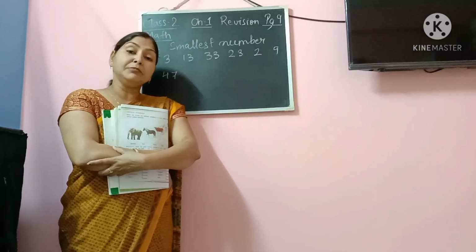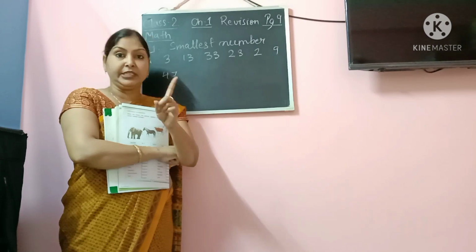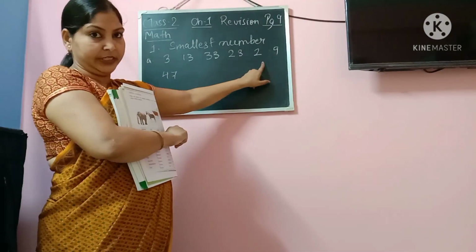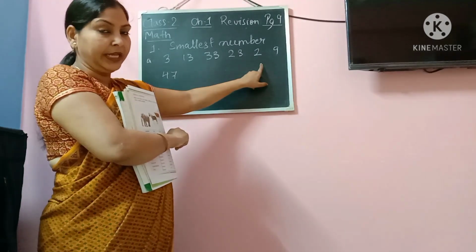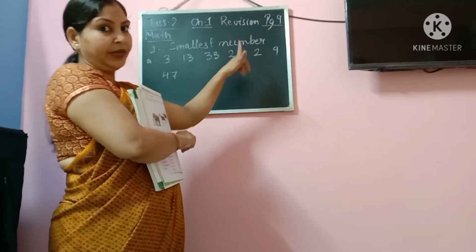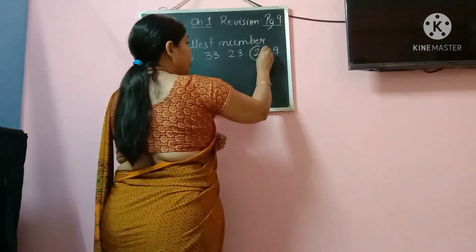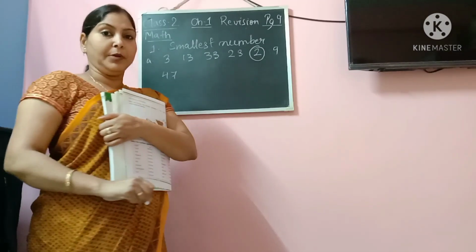The number which comes first. So we can see here 2 comes first. So after 2 only 3 comes. Then after 3, 9 comes. Okay, so we know that 2 is the smallest number.